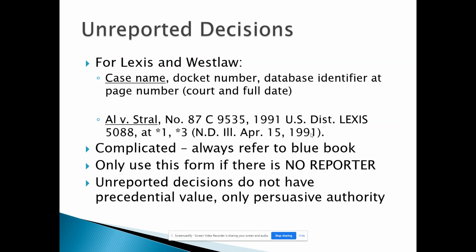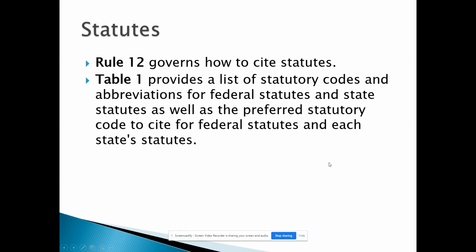It's complicated. You're not going to be able to just remember it. Always refer to the Bluebook. If you go to the back covers, there is something for unreported and pending decisions. Use that. You only use this format if there is no reporter at all, not even an official reporter, if there's no book that cites to it. And again, they don't have precedential value, so only use unreported decisions when you have to.